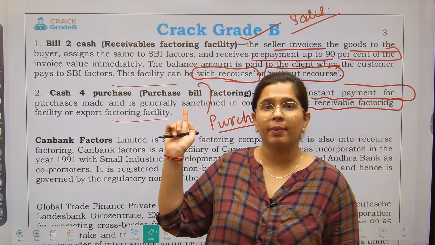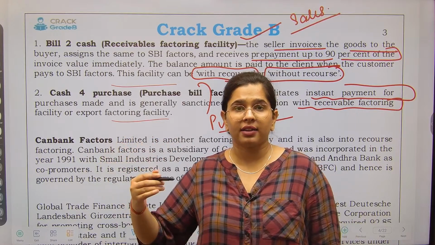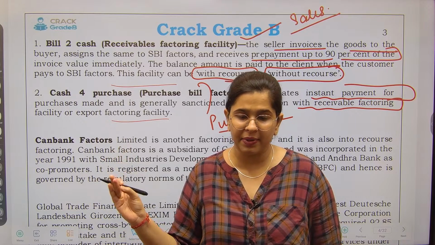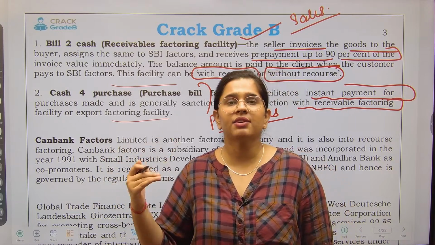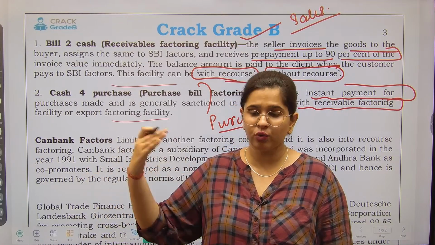Remember, we did talk about in the cross-border factoring, there are factors on both sides. That means banks are there on both sides, seller ki side mein bhi, purchaser ki side mein bhi. Why is there a factor on the purchaser side? For the smooth flow of money from here to there.